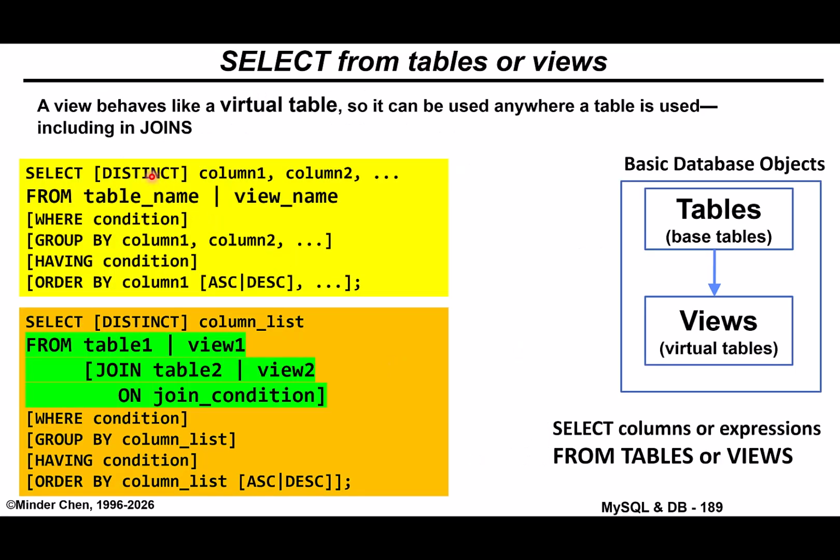So let me back out a little bit. In the select statement, we can select from tables. We can also select from views. When we do a join, we can join several tables. We can also join a table with a view or a view with a view, based on some join condition. So from the select statement's viewpoint, they can select from a table, they can select from a view.